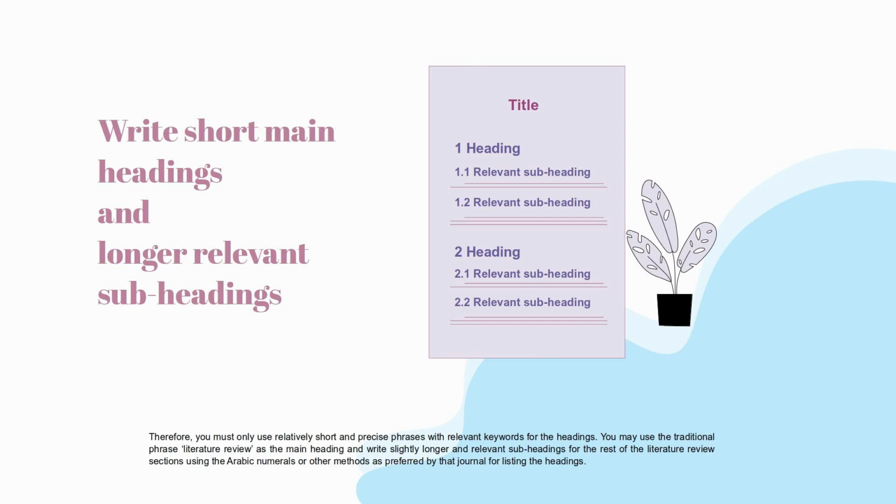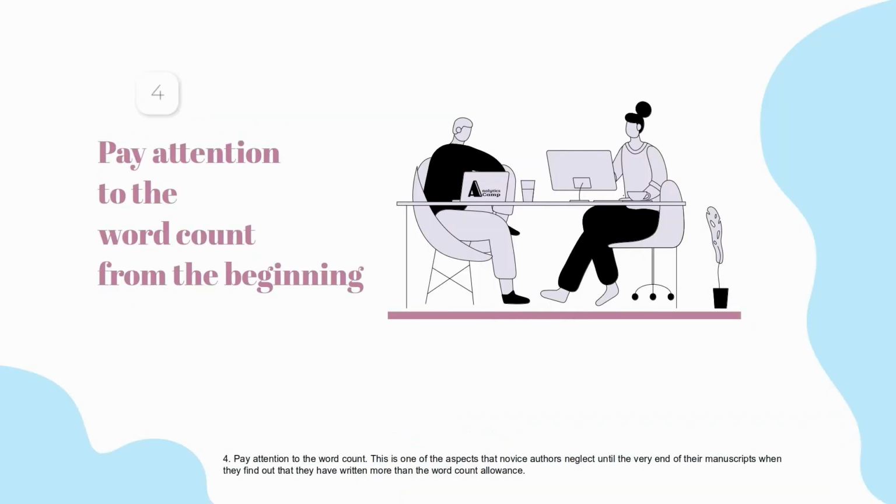You may use the traditional phrase literature review as the main heading and write slightly longer and relevant subheadings for the rest of the literature review sections using the Arabic numerals or other methods as preferred by that journal for listing the headings. 4. Pay attention to the word count.